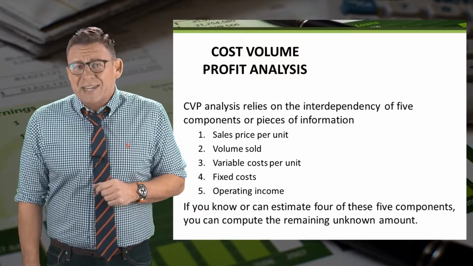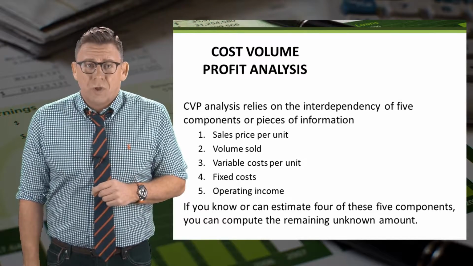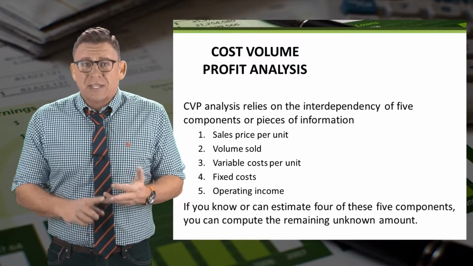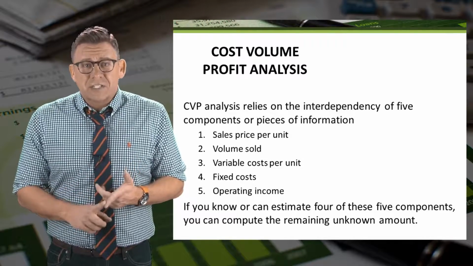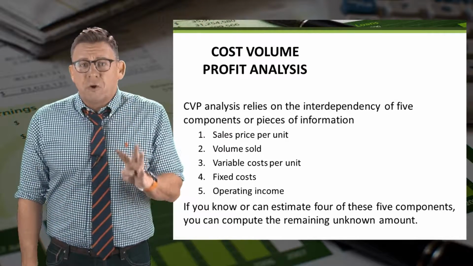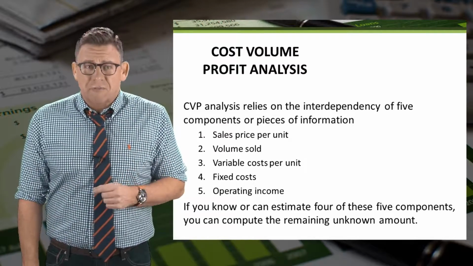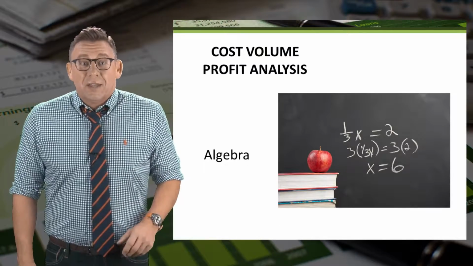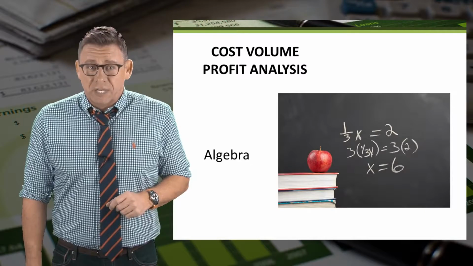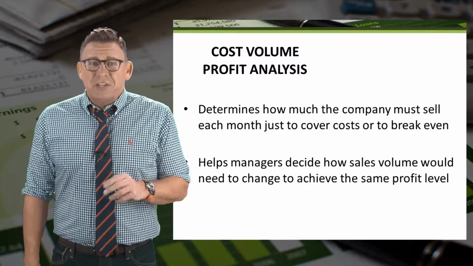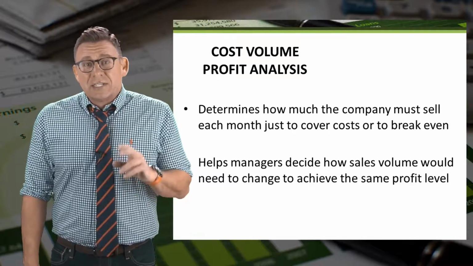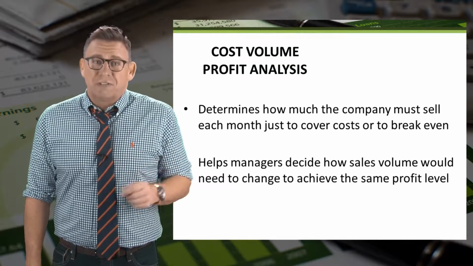CVP analysis is basically elementary algebra. We have 5 variables: volume, sales price, variable costs, fixed costs, and operating income. As long as we know 4 of these variables, we can solve for the 5th. Yes, I said algebra, that thing you told your parents you would never use in real life. We will continue CVP analysis to determine how many units a company needs to sell to break even or to achieve a target profit.